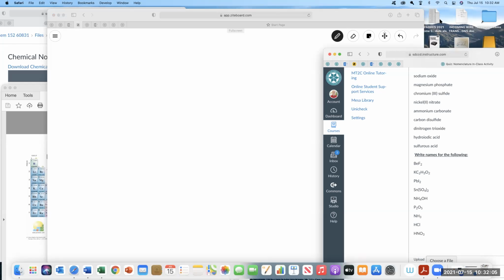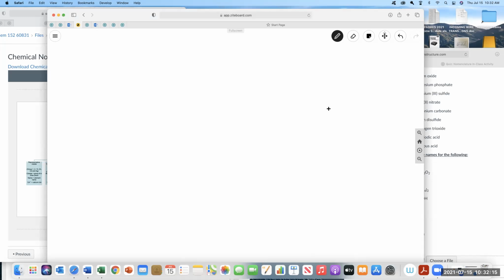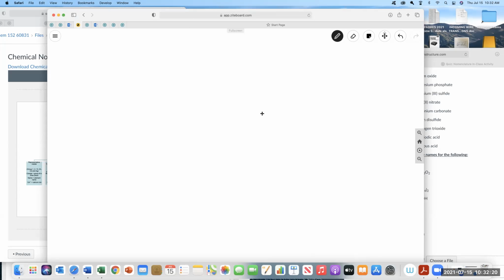So the first one is sodium oxide. All right, so sodium oxide, you say sodium oxide. So let me write this down. It's sodium oxide, and we'll just do maybe 2 at a time. Chromium 3 sulfide. So sodium oxide. Chromium, magnesium phosphate. Let's just get 2 written down at a time.